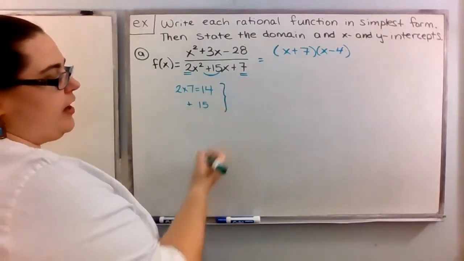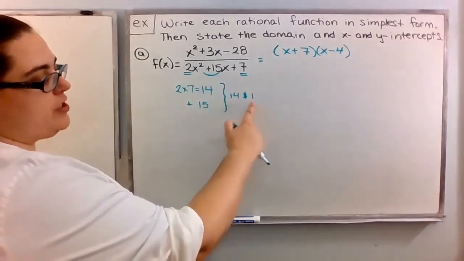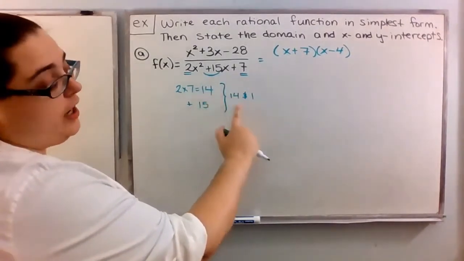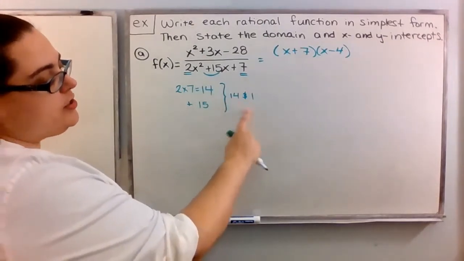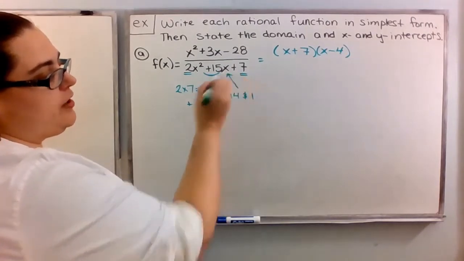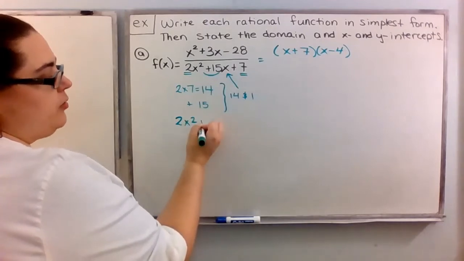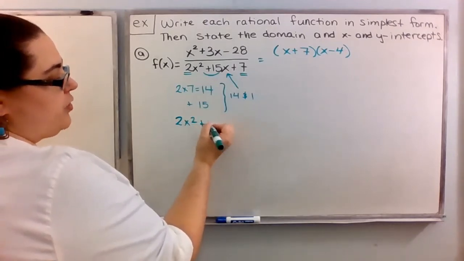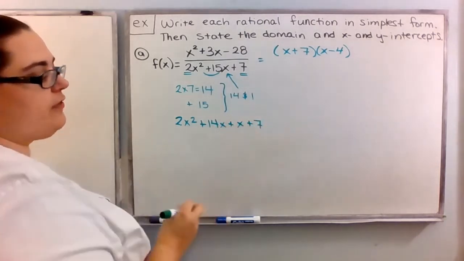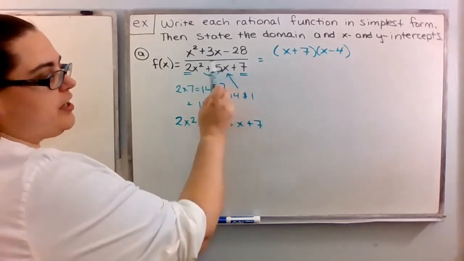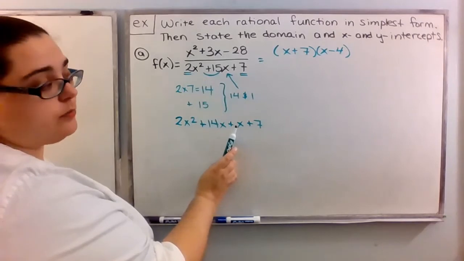So I think that 14 and 1 are going to do the trick. If I multiply 14 times 1, I get 14. And if I add 14 plus 1, I get 15. These 2 numbers tell me how to split up that middle term. So I can rewrite this as 2x squared plus 14x plus 1x, and then plus the 7. So what I've done is split this 15x up into 14x plus 1x.